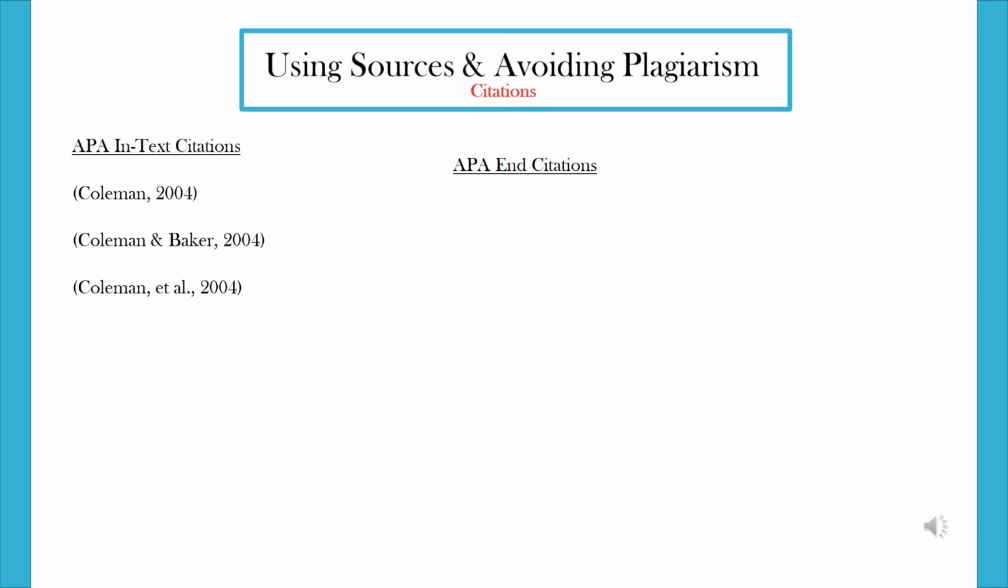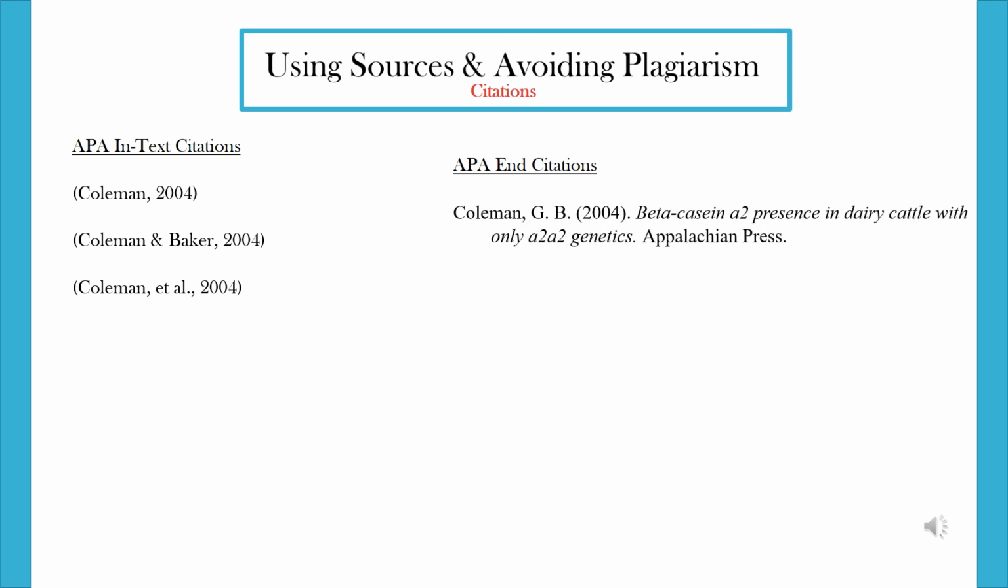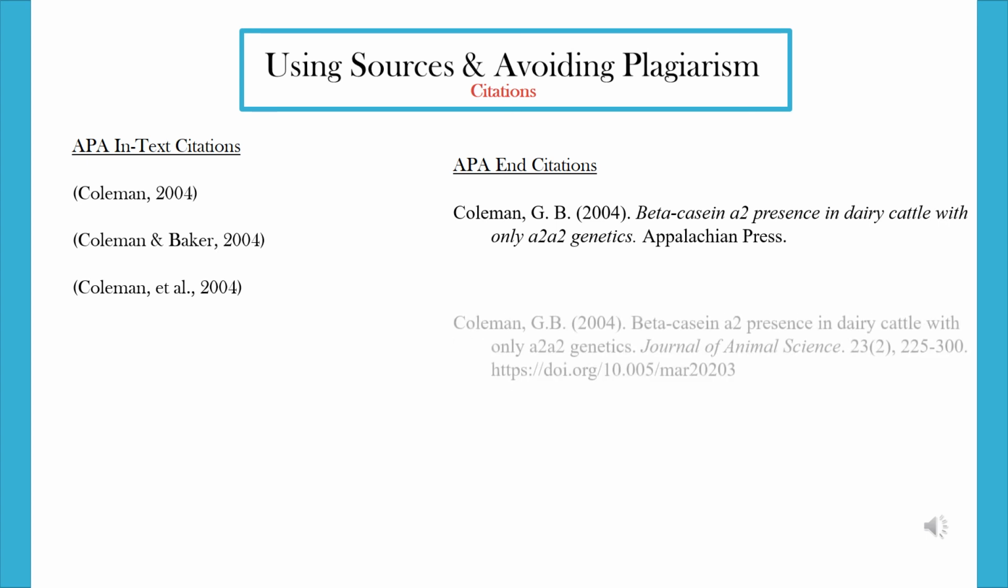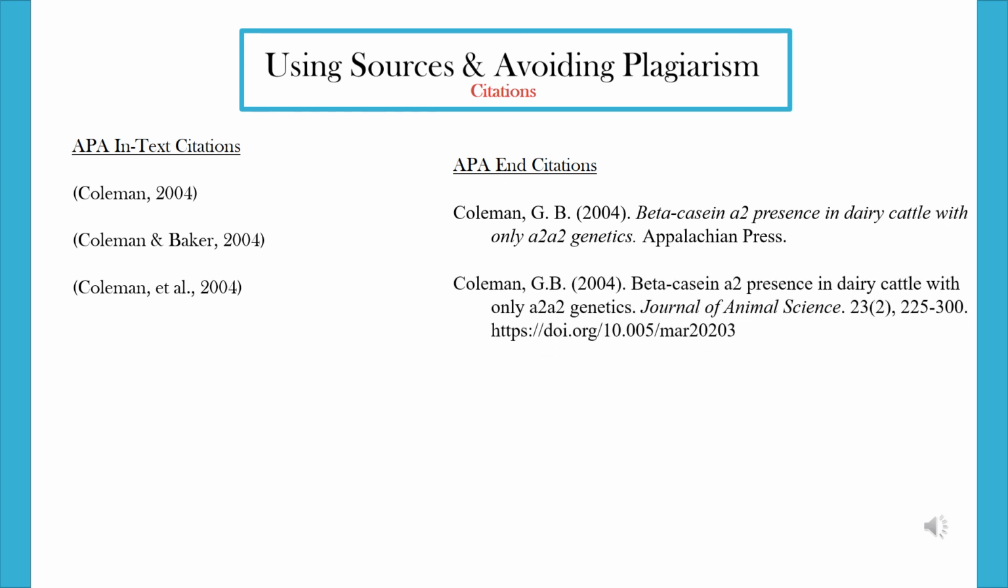For APA reference list citations, if your source is a book, you're going to put the author's last name and first two initials, the date of publication, the title of the book with the first letter capitalized, and that's in italics, and then last the publisher. If your source was an online scholarly journal article, you're going to put the author's last name and first two initials, along with the date of publication. Then you're going to put the title, except this time it's not in italics, but still only the first letter is capitalized. You then put the journal in italics, the volume and issue numbers, the page numbers, and the link or DOI where you retrieved your source.